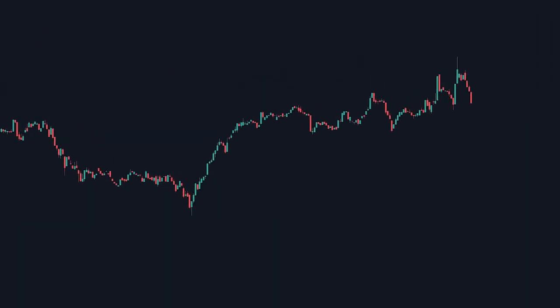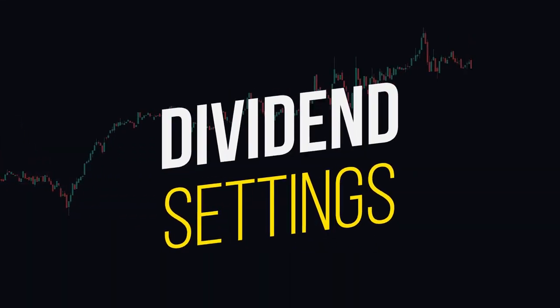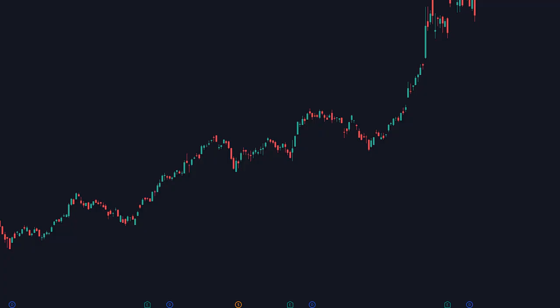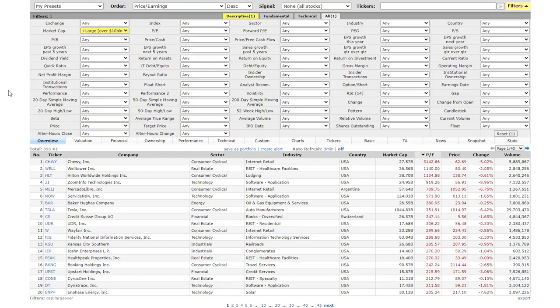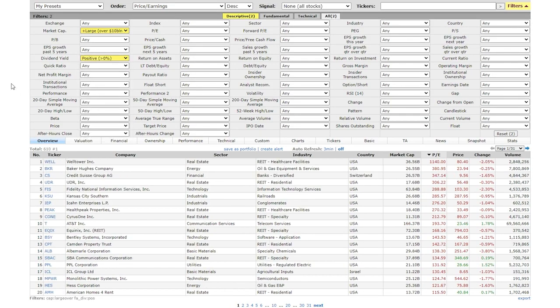The next preset is for all my dividend traders out there. We'll be trying to find undervalued stocks that are looking to grow, but they also pay dividends. First things first, we want large market cap stocks, so we'll set it to over 10 billion. Next, we want a positive dividend yield of over 0%, telling us all these stocks pay dividends.